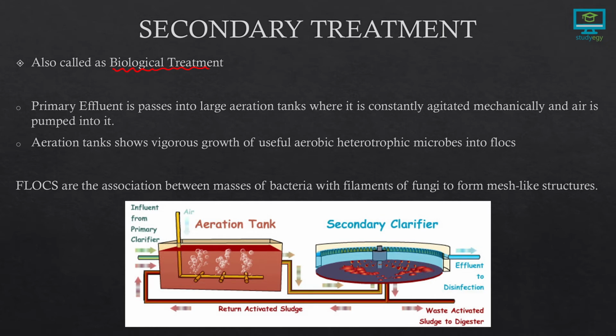In the secondary treatment, the primary effluent is brought into large aeration tanks, where it is constantly agitated so that air is passed into the primary effluent. This allows the aerobic heterotrophic microbes to grow vigorously. Flocs are associations between masses of bacteria and filaments of fungi forming mesh-like structures. As flocs are formed, they feed upon the organic matter present in the primary effluent.